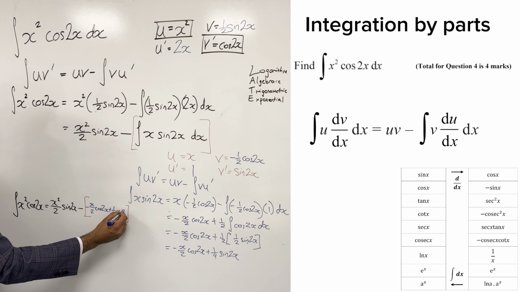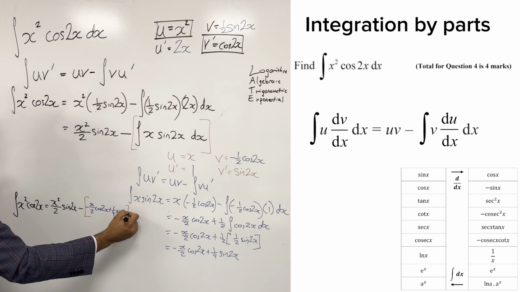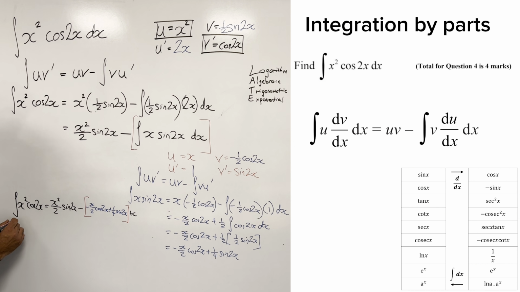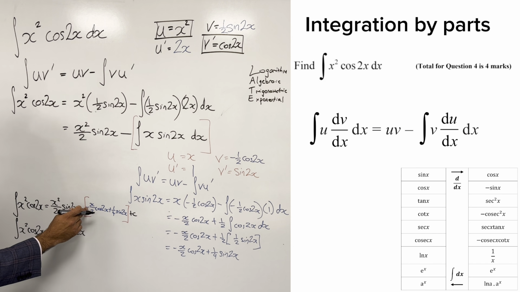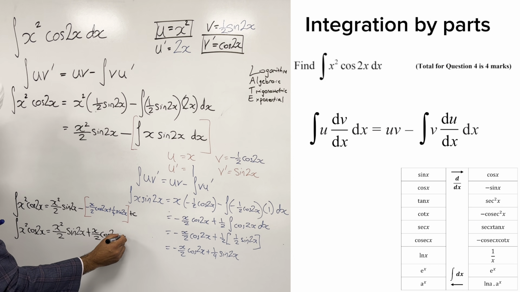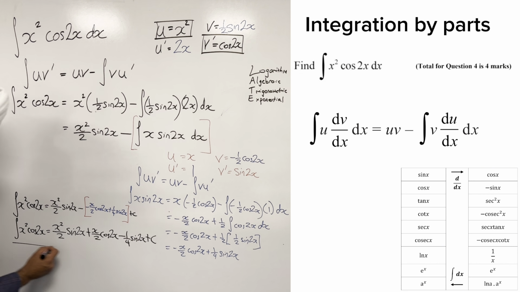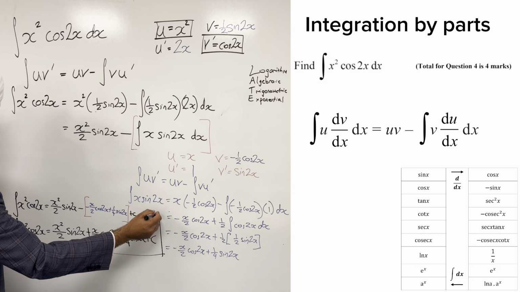And don't forget that this is an indefinite integral. So the integral of this will be your answer plus c. So let's neaten it up. The integral of x squared cos 2x equals x squared over 2 sine 2x, minus times minus x over 2 is plus x over 2 cos 2x, minus times plus a quarter is minus a quarter sine 2x, plus c. And this is your final answer.